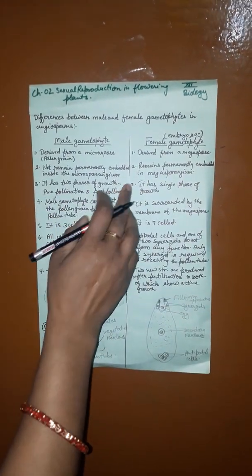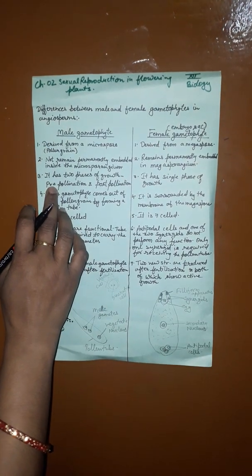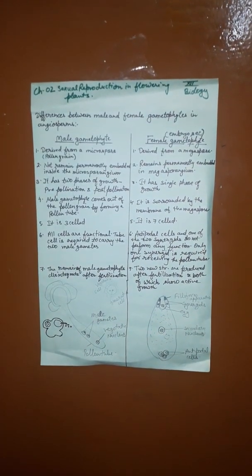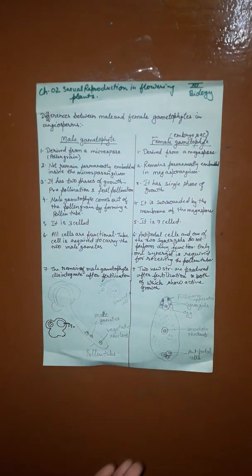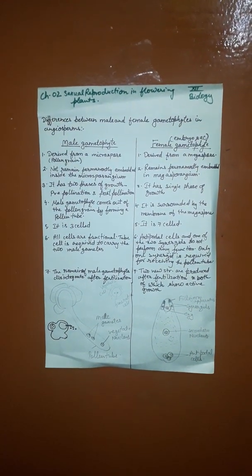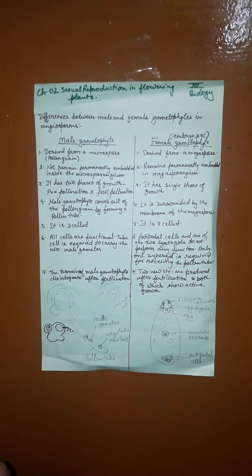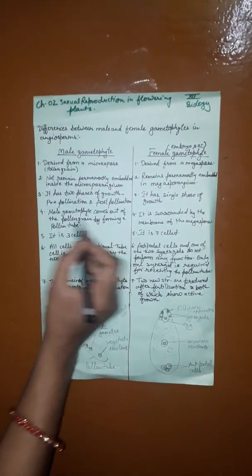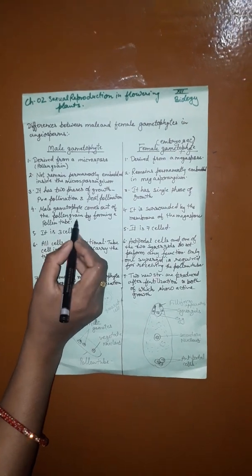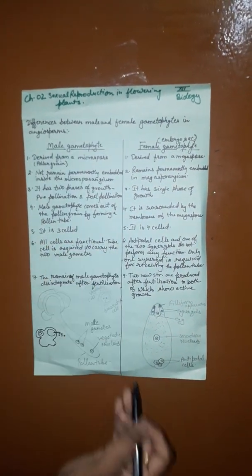The male gametophyte has two phases of growth: the pre-pollination phase and the post-pollination phase, meaning development during pre-pollination and after pollination or fertilization. Now the male gametophyte comes out of the pollen grain by forming a pollen tube.